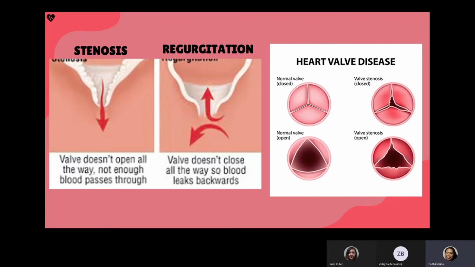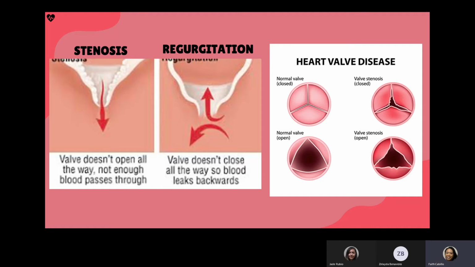Quick overview. Mitral regurgitation is when the mitral valve cannot close completely, so blood flows back into the left atrium. And opposite, mitral stenosis is when the mitral valve cannot open fully or is narrowed. Blood cannot get into the left ventricle. If this is severe enough, it can put back pressure on the lungs.